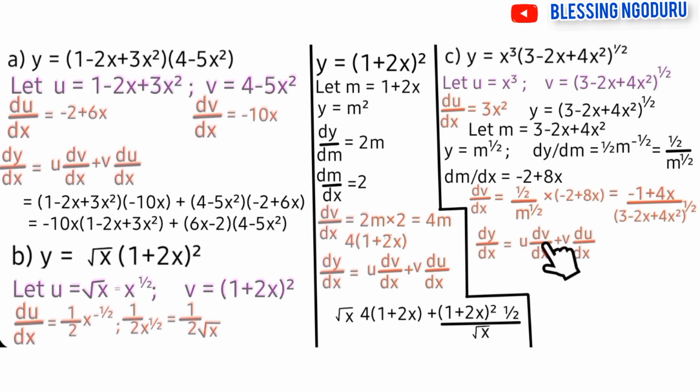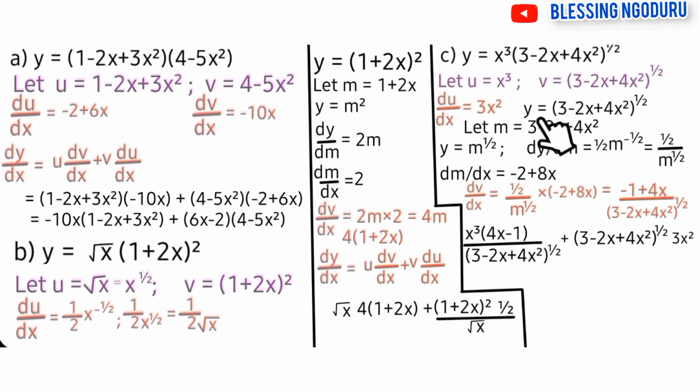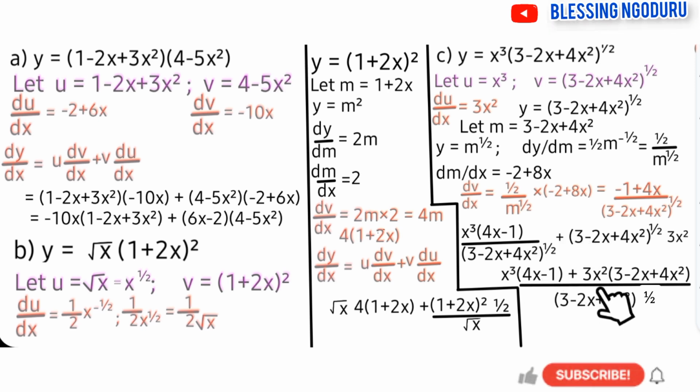Now let's apply the product formula to get the derivative of x. We have u times dv by dx plus v multiplied by du by dx. That is 3x squared. Simplifying this gives this. So we succeeded in using the product formula to get the derivative of all these functions.